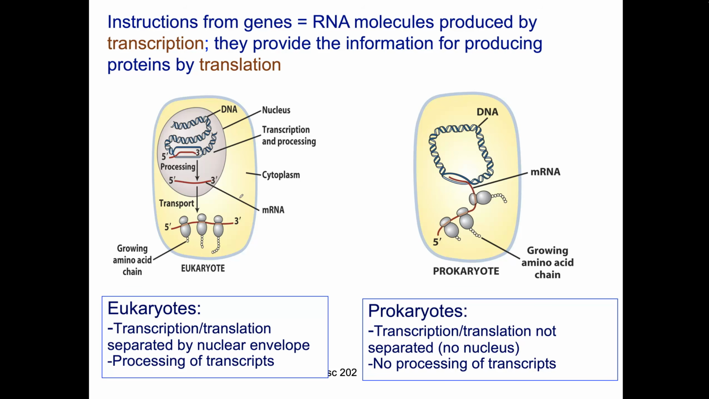and they provide that information for the ribosomes and the tRNAs to read and then produce amino acids. And in prokaryotes and eukaryotes, they are somewhat different. In the prokaryotes, such as bacteria and so on, they don't have a nucleus. So the process of transcription and then later translation, they're not compartmentalized.